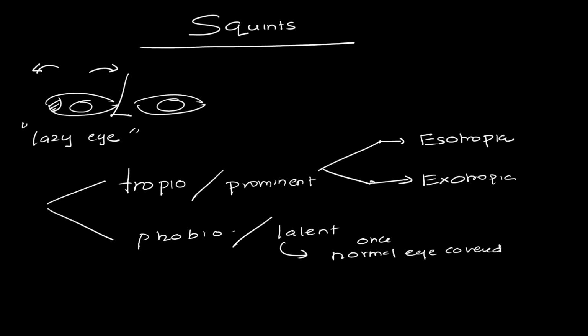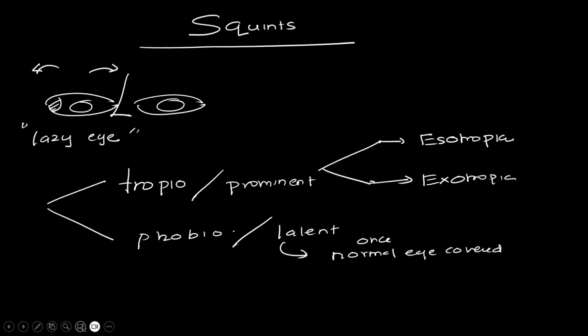But the thing is, if it is visible to the naked eye without any means, it is called tropia. Whereas if it is not, you have to cover both eyes in an alternate manner and see whether the other eye shows some sort of a misalignment. Then that is called latent, and according to the misalignment, whether it's medial, you can term it as esotropia or as exotropia. So this is squints. So what else?